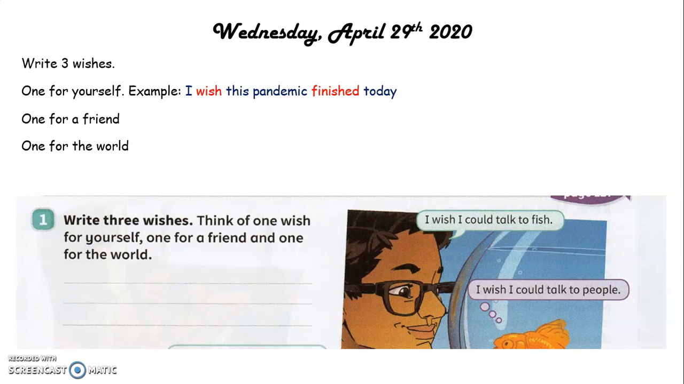We have a second activity for this day. This time it's about writing about wishes. The first one is a wish for yourself. Look at the example. I wrote, I wish this pandemic finished today, and I finished with the past. What do you wish that is very difficult to get? Now, write a second example, one for a friend and one for the world.